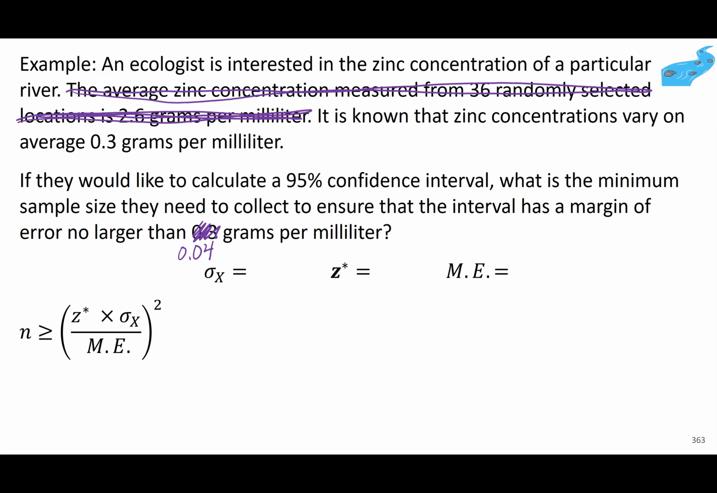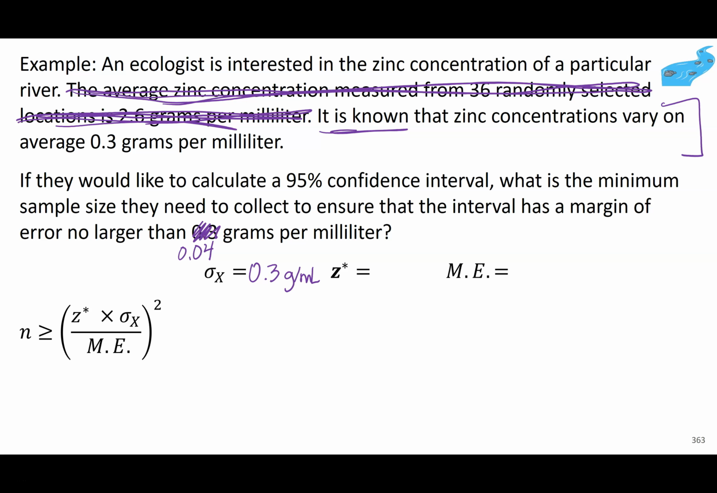Okay, so we're going to use the river example to explore this. We have an ecologist interested in estimating the zinc concentration in this particular river. We're ignoring this sentence about what they collected. We're pretending they haven't collected anything yet. And then it is known that zinc concentrations vary on average 0.3 grams per milliliter. That's my standard deviation for the population. That it is known is kind of the giveaway for me.